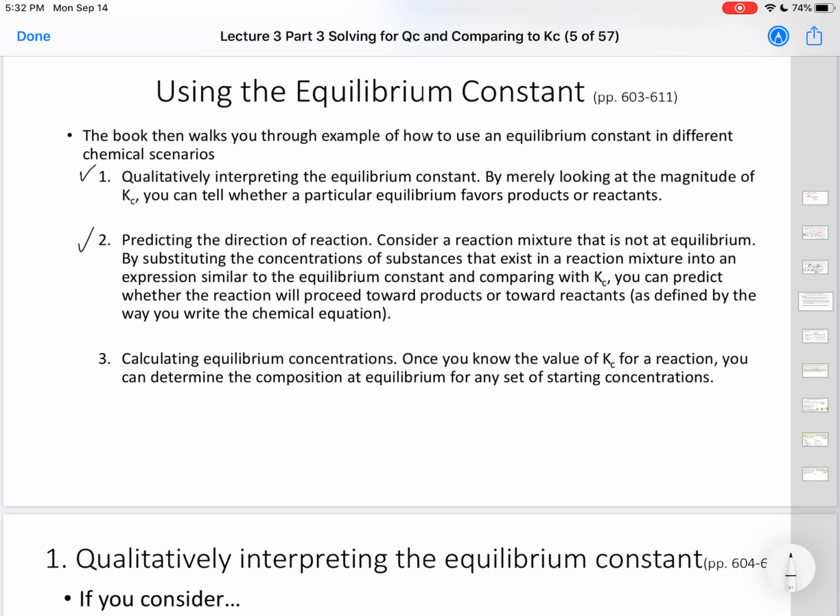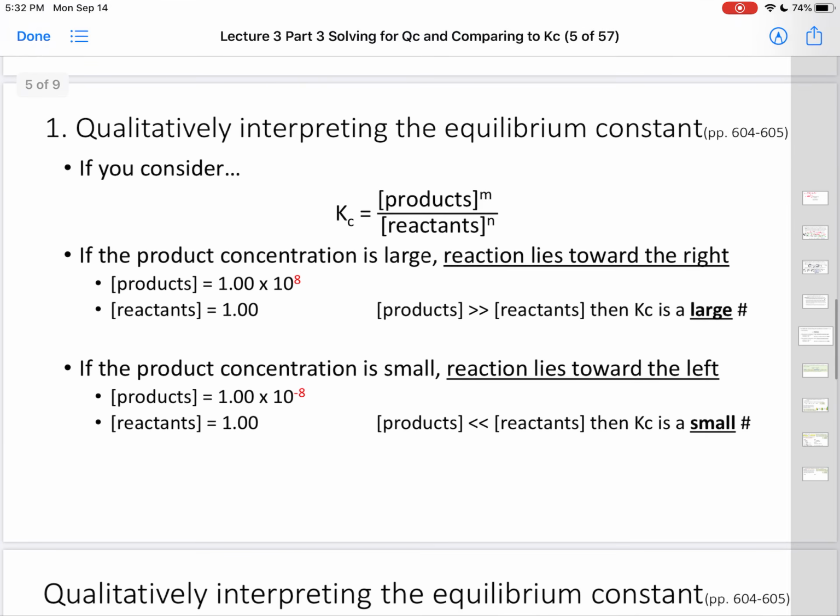Number 2, predicting the direction of the reaction: you can consider a reaction mixture that is not at equilibrium. We're going to call that Qc. By substituting the concentrations of substances that exist in a reaction mixture into our expression for Kc, you can predict whether the reaction will proceed toward the products or reactants. We're going to talk about how to calculate Qc in just one second.